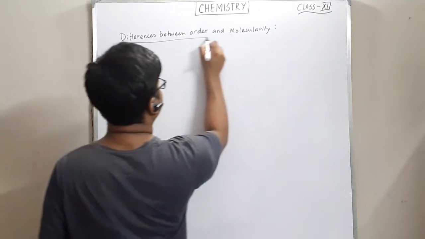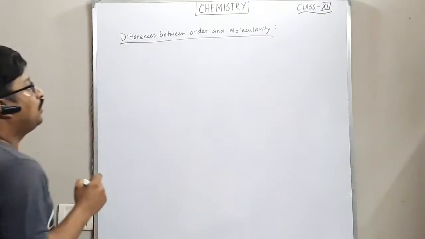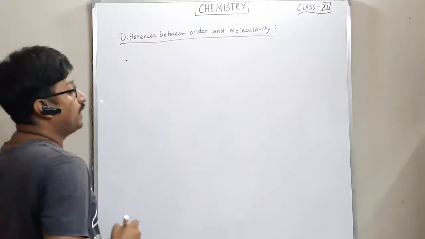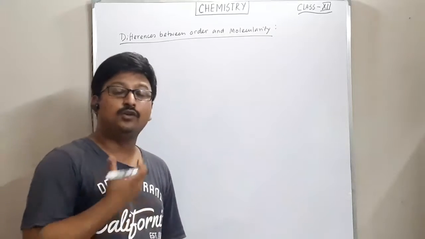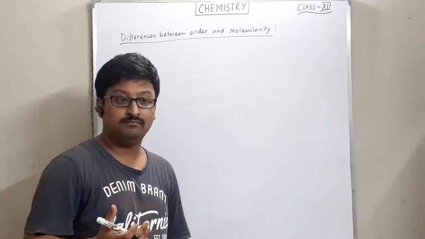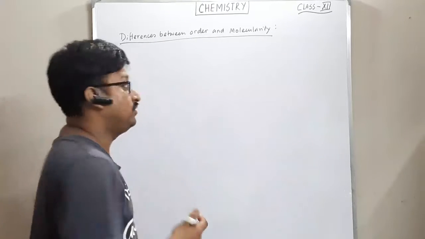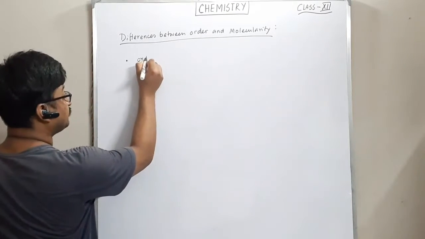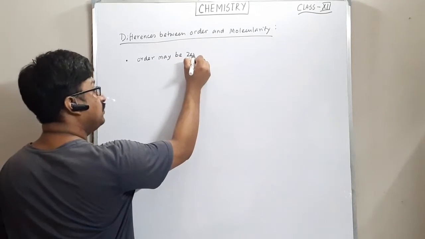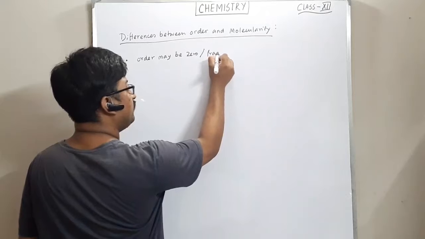Differences between order and molecularity. Okay, now what is the difference? Number one, the order may be zero or a fraction. Okay, fraction also. The order may be zero, fraction also.